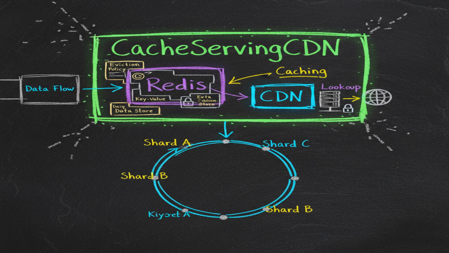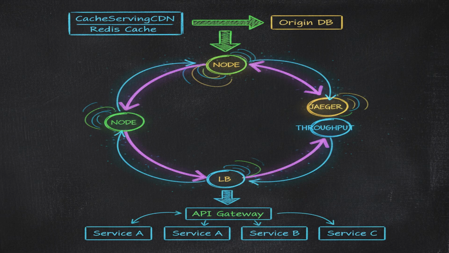Remember the 1,000+ QPS we promised? Sharding is essential to achieve that throughput by distributing the load across multiple servers. We use consistent hashing for sharding because it minimizes data movement when nodes are added or removed. This is better than simple modulo hashing because it reduces the impact of node failures.